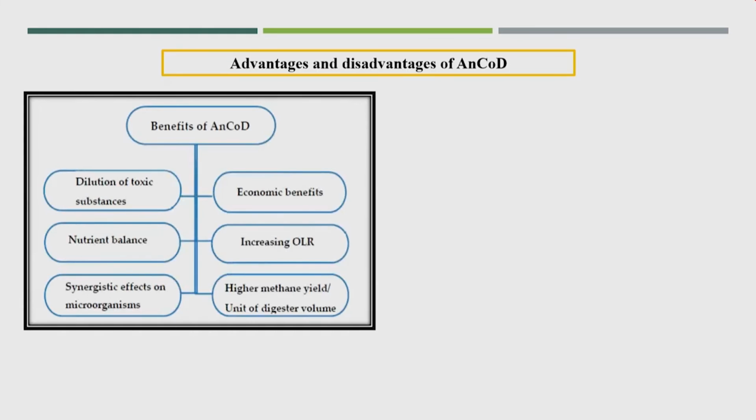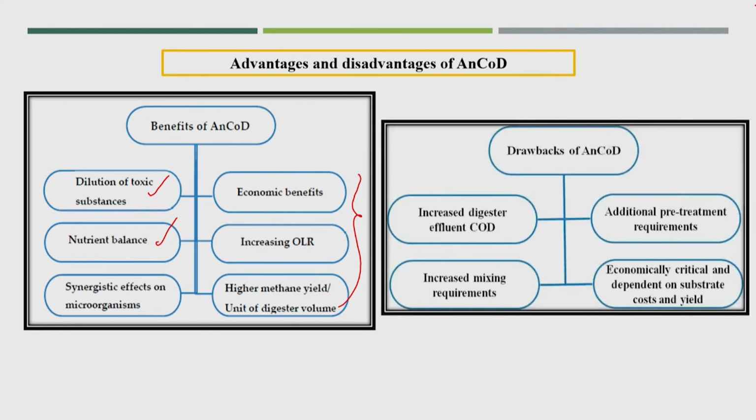So, what are the advantages and disadvantages? The advantages or benefits of the anaerobic co-digestion process are dilution of toxic substances, nutrient balance, that is the carbon to nitrogen ratio, and also synergetic effect of microorganisms. So, these are the benefits from addition of other nitrogen rich material.